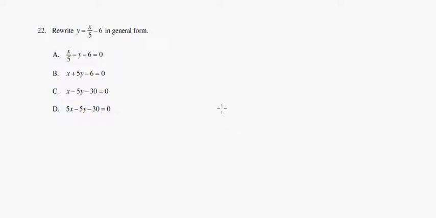Okay, question 22. Rewrite y equals x over 5 minus 6 in general form. Let's write the definition of general form down first. ax plus by plus c equals 0. So in general form, my x and y will have integer coefficients, or ideally, integer coefficients, plus some number c.